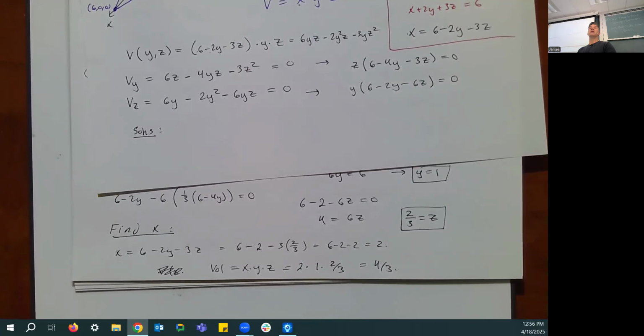So that's the idea of an optimization problem. Similar-ish to how we did it in 17A, but now there's an extra variable in play. Just like before, where you had a function of 2 variables and a constraint to get rid of one of the variables, it's the same idea here. Now we have a function of 3 variables, we need a constraint to get rid of one of the variables, and then we carry on.